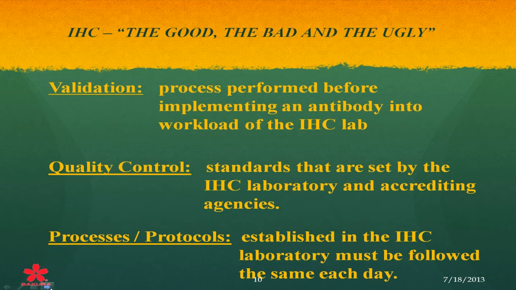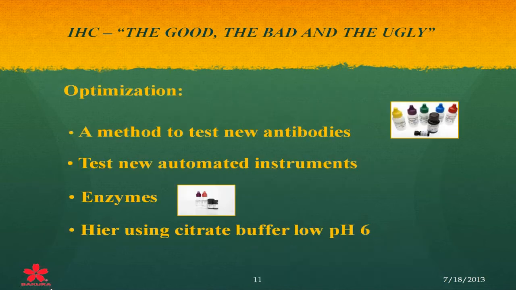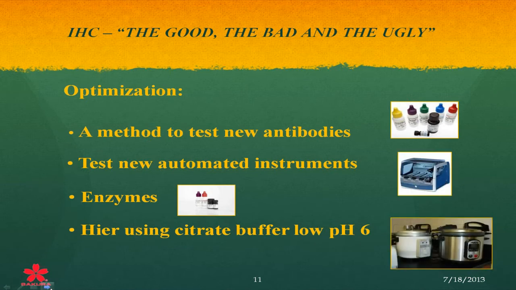Validation is the process performed before implementing an antibody into the workload of the IHC lab. Quality control are standards that are set by the IHC laboratory and accrediting agencies. Your processes and protocols are established in the IHC laboratory, and they must be followed the same each day.